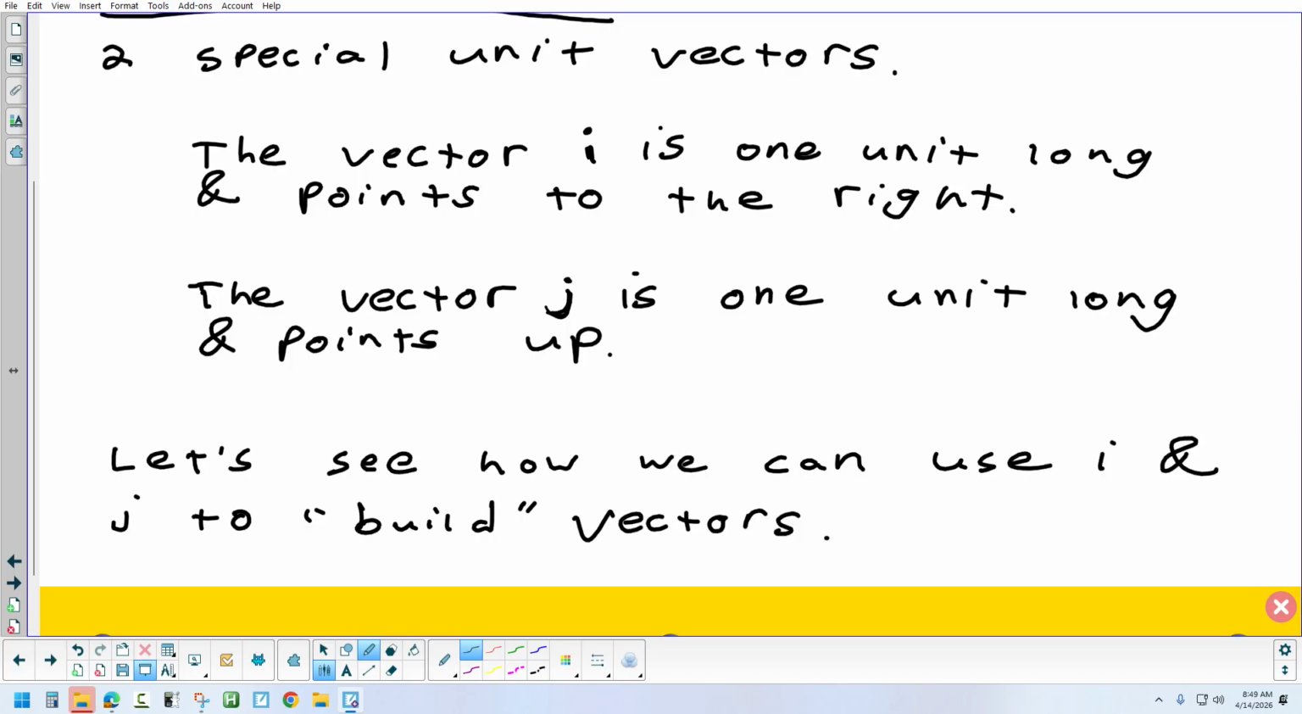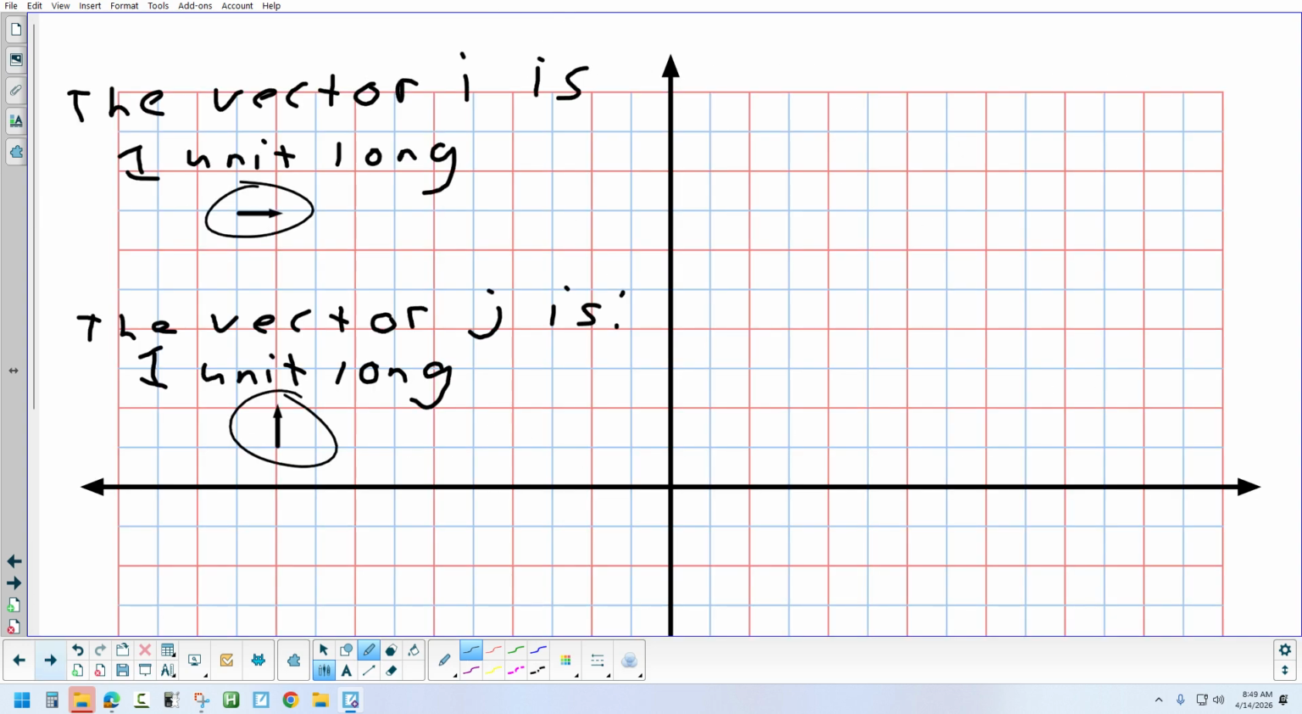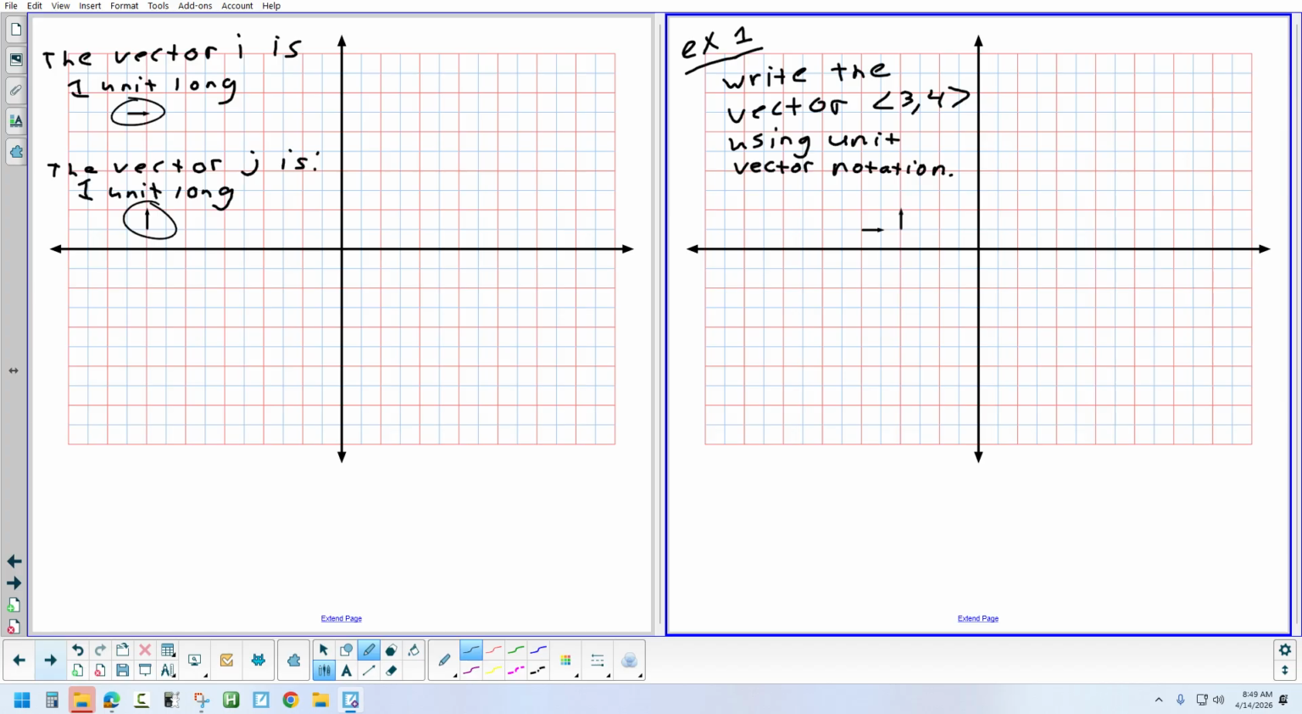So the idea is we're going to take i's and j's and we're going to put them together to kind of build whatever vector we want to build. I think of these as pieces we can stack together. Let's take a look at how we would build the vector <3, 4> out of i's and j's. And once we build it, then I think you'll see kind of how the notation works.